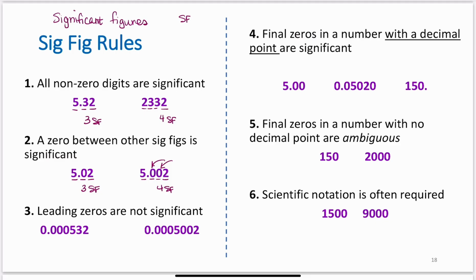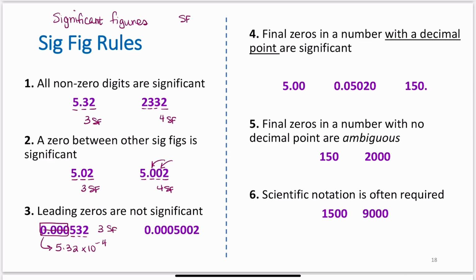Leading zeros are not significant. Leading zeros are all of these zeros before the actual integer starts. A way to check yourself if you're unsure is to put the number into scientific notation. If the leading zeros appear to disappear, they're not significant. If I put this number into scientific notation, I would have 5.32 times 10 to the minus 4. Notice those leading zeros, these 4 zeros out front here, are not present in my scientific notation. That means that they are not significant. So this number only has 1, 2, 3 sig figs.